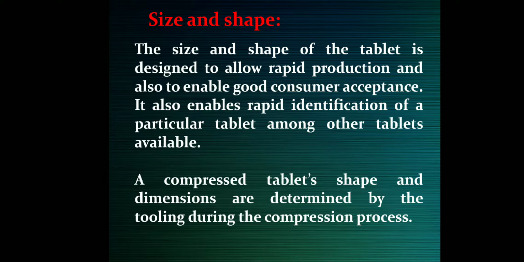The size and shape of a tablet is designed to allow rapid production and also enable good consumer acceptance. It also enables rapid identification of a particular tablet among other tablets available. So by just seeing the size and shape of a tablet, most of the times we can identify the tablet. So this property is very important. A compressed tablet's shape and dimensions are determined by tooling during the compressional process. Which type of die, which type of punch you are using, which machine you are using will determine the shape and size of the tablet.